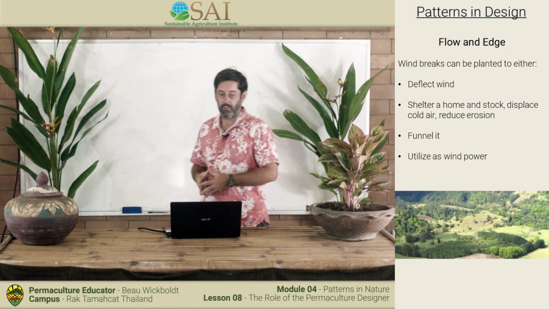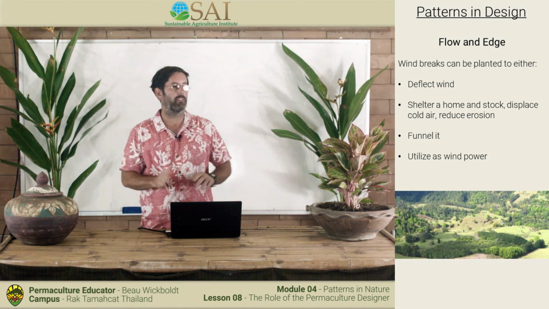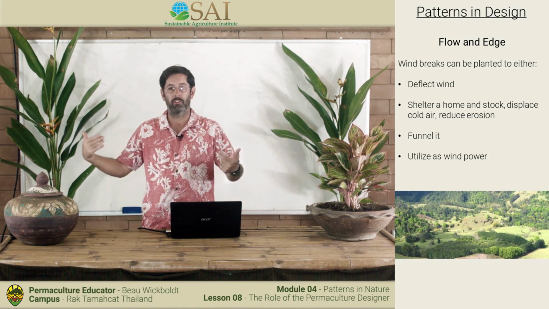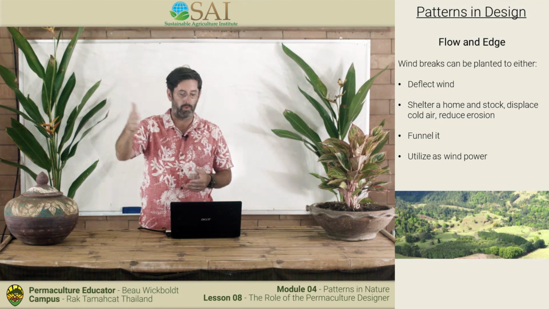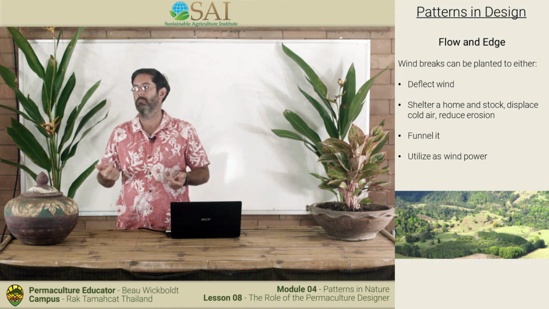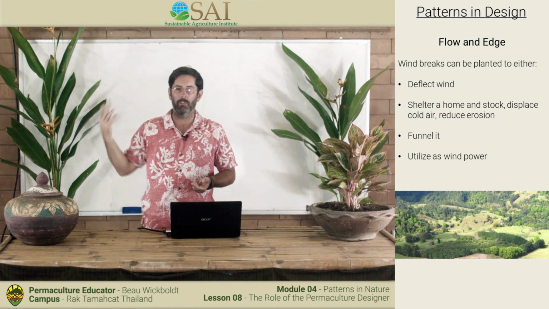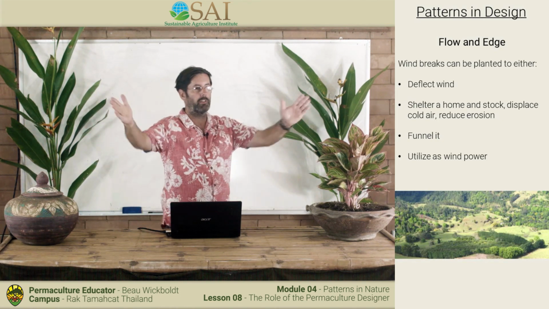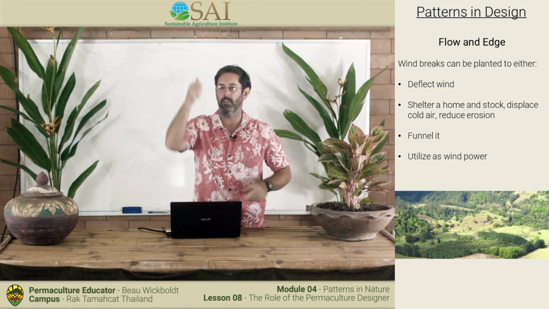So, flow and edge. Windbreaks can be planted to either deflect the wind, shelter a home, or stock animals like cows; in the wild, they could be blocked from cold winds. You could funnel it. So if I'm in a place where I want to have wind power, but there's not enough wind, so my windmill won't work, but I really want wind power, if I put trees into a funnel, I can increase the airflow into the funnel and run the windmill.